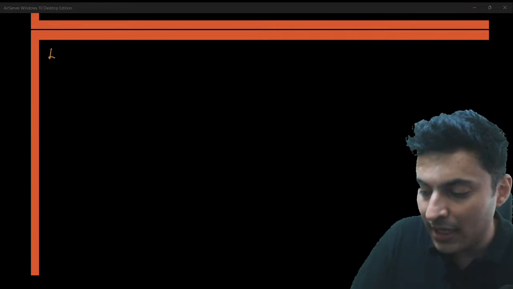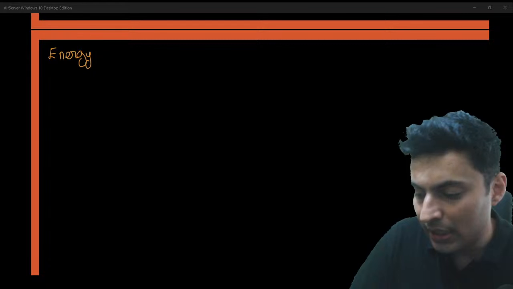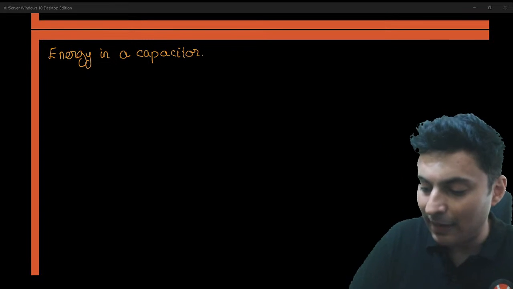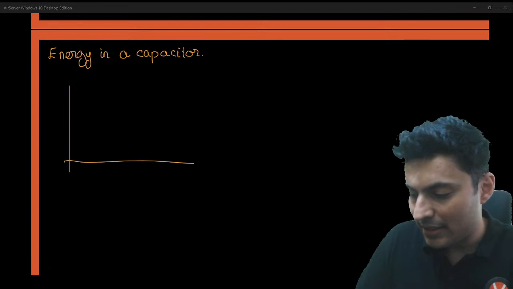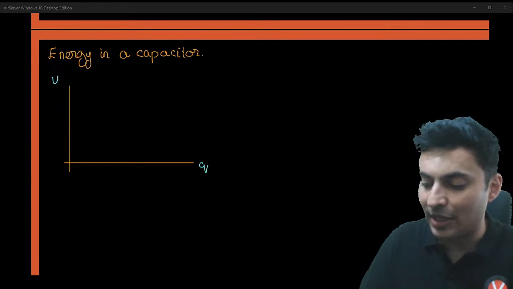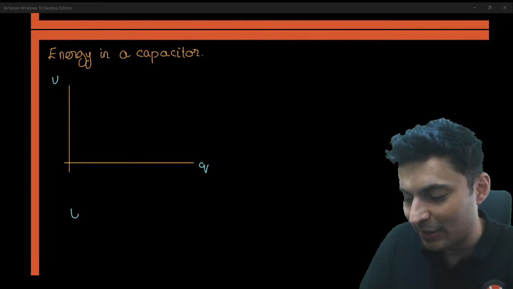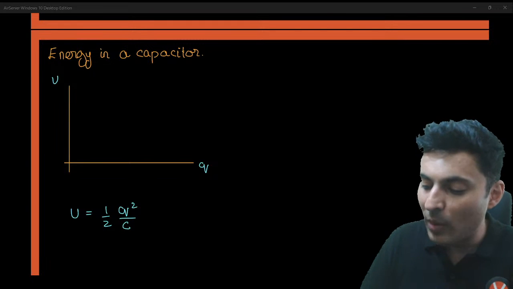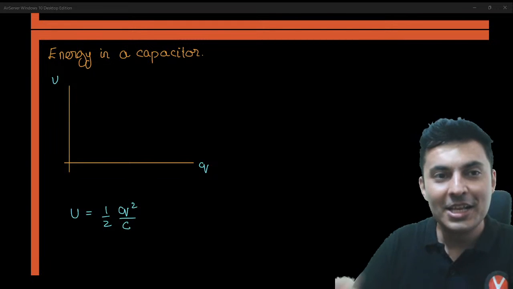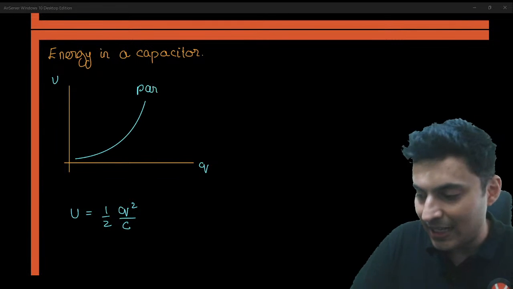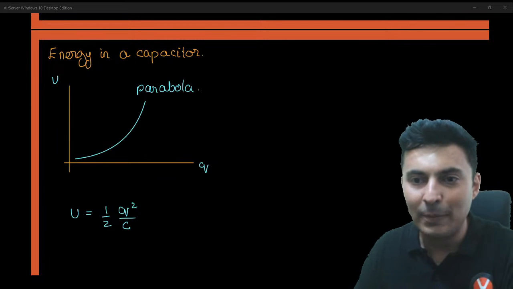How does the energy stored in a capacitor vary? Energy in a capacitor. How will that graph look like? Well, say for example, I draw the energy versus the charge graph. Remember, the formula is half Q square by C. U is proportional to Q square. That means it will be a parabola. Exactly, it will be nothing but a parabola.